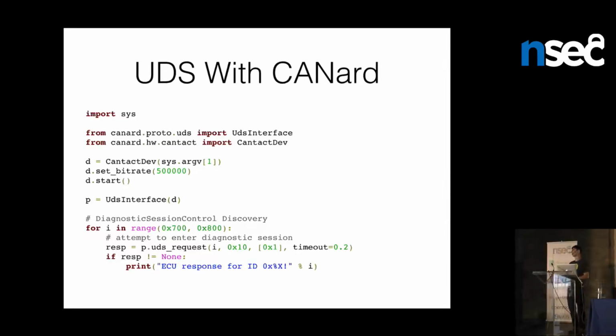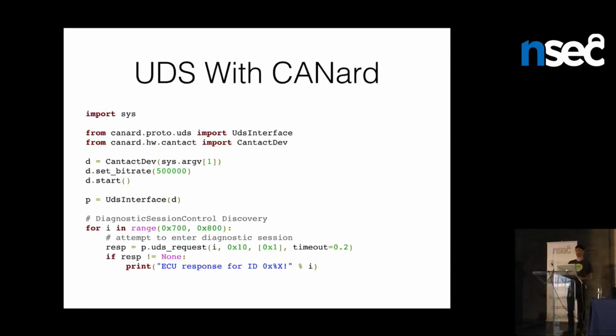We just go from 0x700 to 0x7FF, which is the last CAN ID. Then for each one, we're going to do a UDS request. This is a little bit of a cryptic part if you haven't seen the spec. Basically, we're going to do a request on the ID that's i. We're requesting service 0x10, which happens to be diagnostic session control.